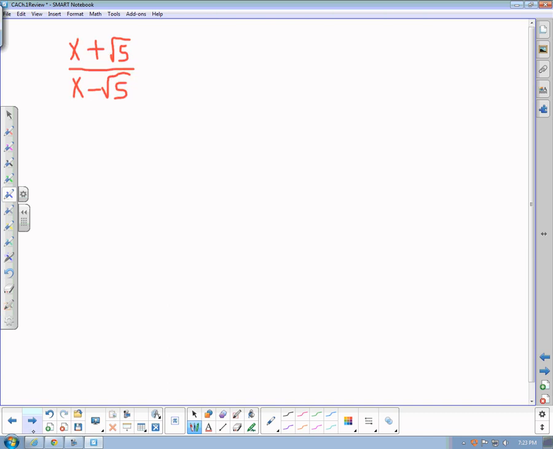Then finally, rationalizing the numerator or denominator. Here we're going to rationalize the denominator. So we have to multiply by a form of 1, and that form of 1 is the conjugate. Just change the sign in between. Leave the first term alone, and you're changing the sign of the denominator.